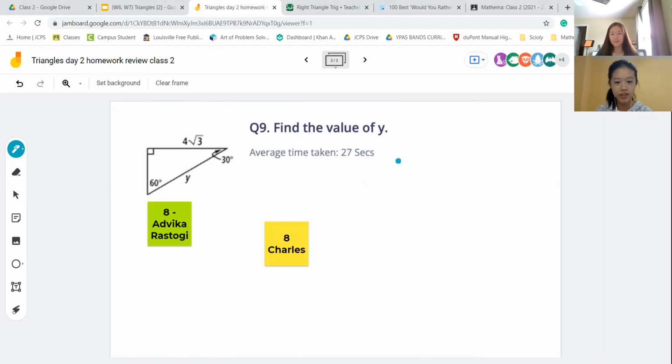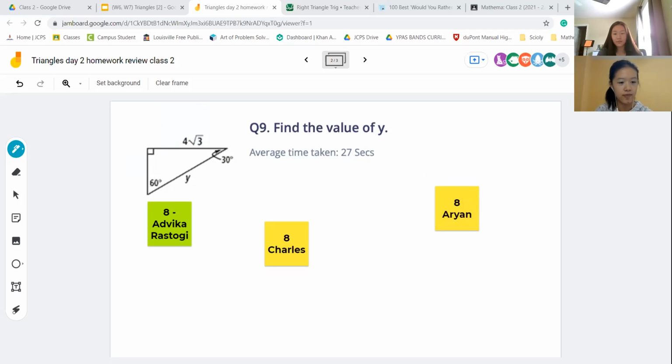Okay. For this question, it says to find the value of y, where y is the hypotenuse of this triangle, and the picture shows that this is a 30, 60, 90 triangle. So remember the relationship between the side lengths in a 30, 60, 90 triangle. If we call the side opposite of the 30-degree angle x, then the hypotenuse would be twice the length of that.